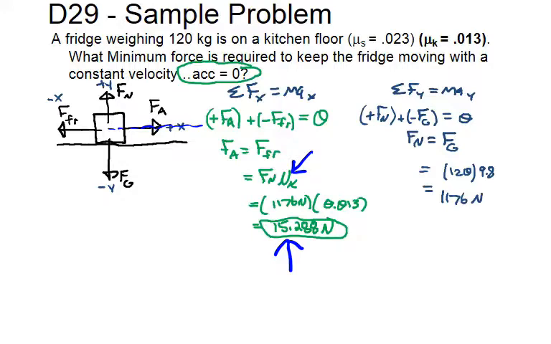And that's the common misconception, that this number has to be greater. The force applied has to be greater than friction. But remember, if the net force is 0, an object in motion will stay in motion at a constant velocity. Newton's first law.